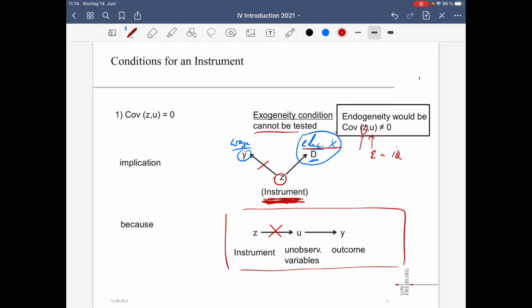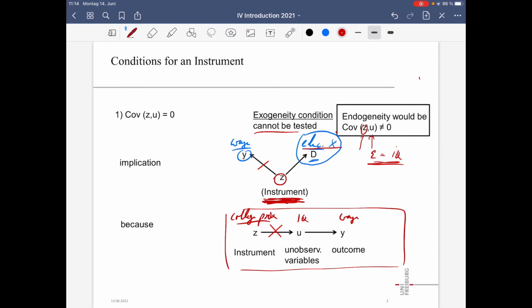Just to take an example here, assume now that proximity to college, so the distance you live from college, is correlated with education, right? But then you should argue, and you cannot prove that, you can just argue that college proximity is not correlated with IQ that is hidden in the error term, so that there is no effect via IQ on the outcome, and the outcome, in the case of the Mincer equation, is wage.